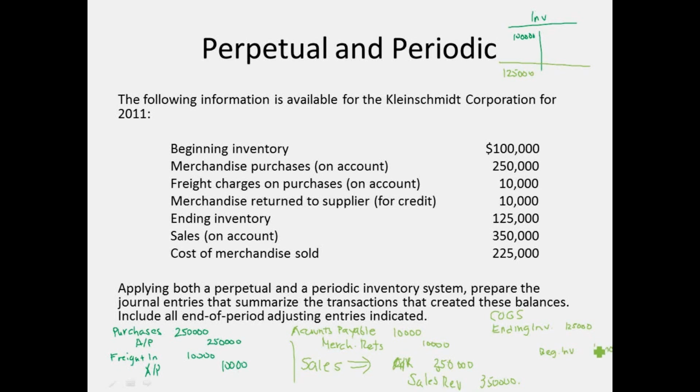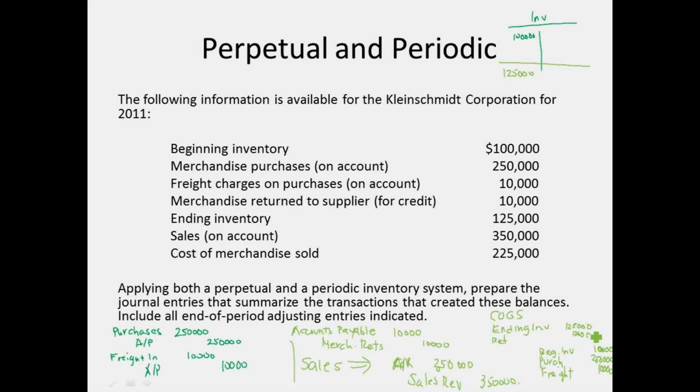I get rid of my beginning inventory. I can't fit this. Okay. So I get rid of my beginning inventory. I have my ending inventory. I have to close out purchases, $250. I close out freight in, $10,000. I close out returns, $10,000. And whatever's left is my cost of goods sold.